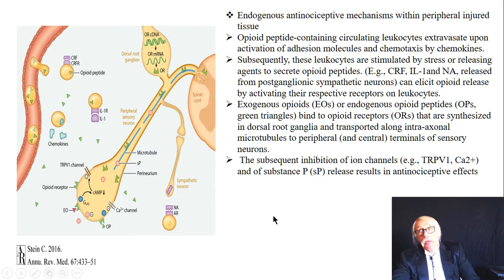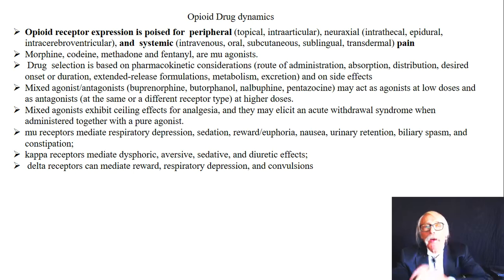The exogenous drug, just like when we talked about the cannabinoids are nothing like anandamide, the naturally occurring compound that binds to the cannabinoid receptor. So this is what always happens with drugs. All right, so let's talk about opioid drug dynamics then. Opioid receptor expression is poised for peripheral, by that I mean topical, intra-articular, neuroaxial, and systemic, such as intravenous, oral, subcutaneous, sublingual, and transdermal pain. Okay, so let me say that again. Opioid receptor expression is poised for peripheral and systemic pain. Okay, and when that happens, you have this normal regulation.